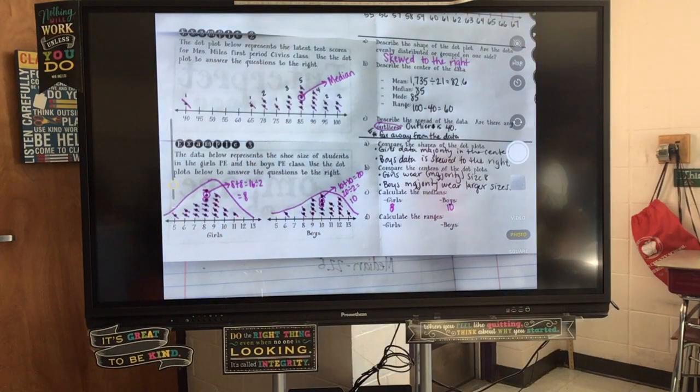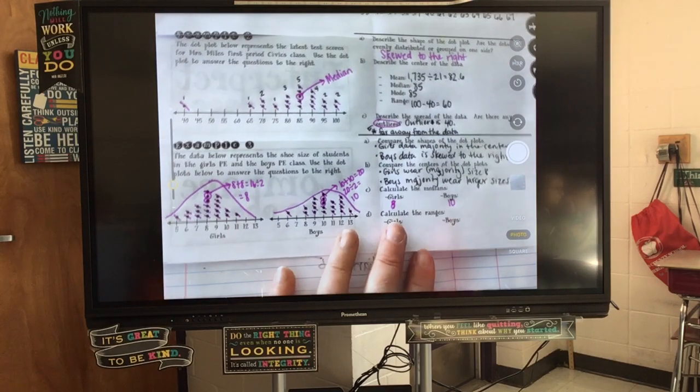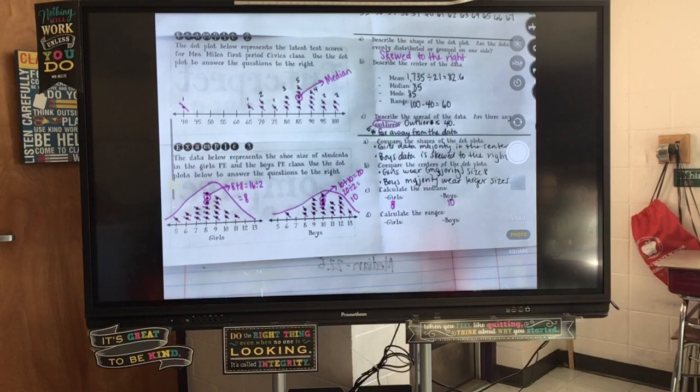All right, what do we get for the boys? 10. Did you find an even number or an odd number of medians? So since you found 2 medians, what do you have to do with them? And 5. All right, and then calculating the range for the girls and the boys.